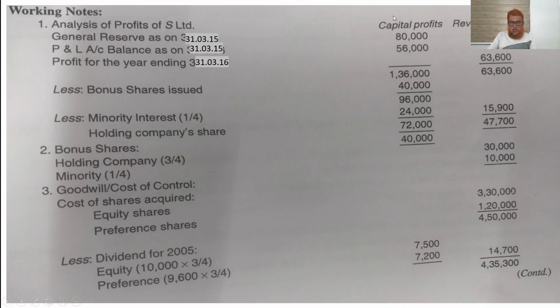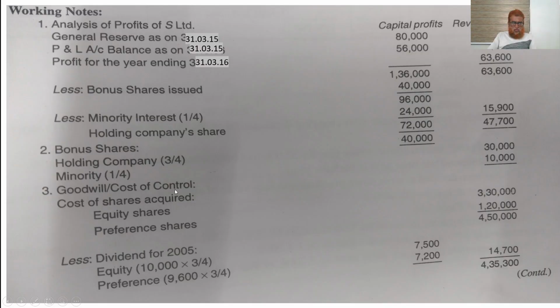Okay, majority share is capital. So the capital profit will go to the cost of control. Revenue profit will go to the balance sheet through the profit and loss account. Then bonus share, this 40,000, it should be treated here. As I told, it's 3 by 4, 30,000. It's 1 by 4 is 10,000. Its treatment is already explained.